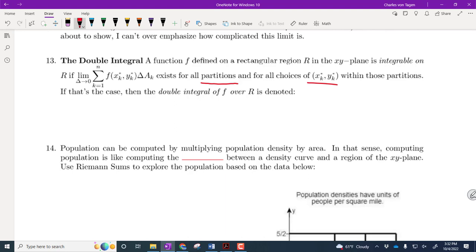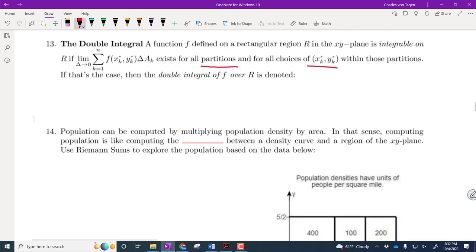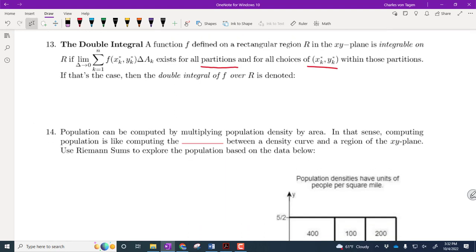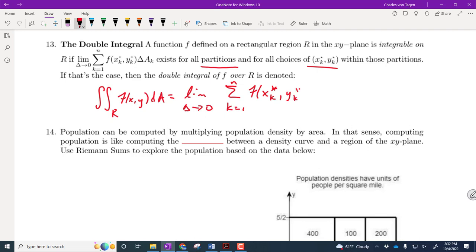Okay? So it's an exceptionally complicated limit, but if that's the case, then we'll call that limit the double integral over R of f of x, y dA, and that's the limit as delta approaches 0 of our sum from k equals 1 to n of f of x_k star, y_k star, delta, we'll just use the delta A_k.